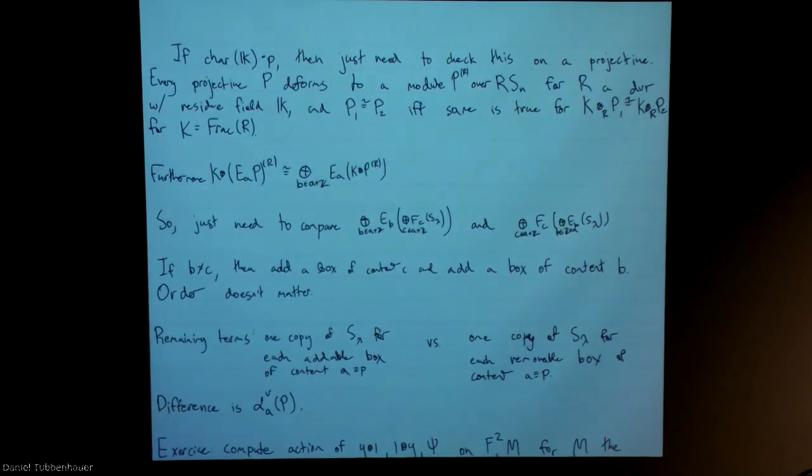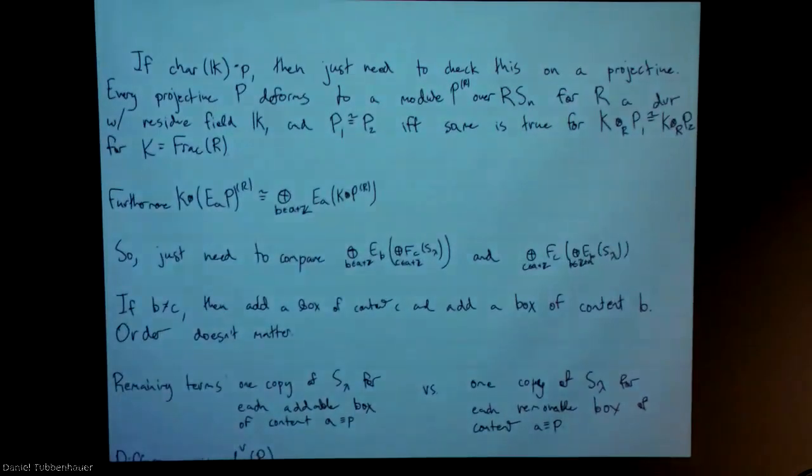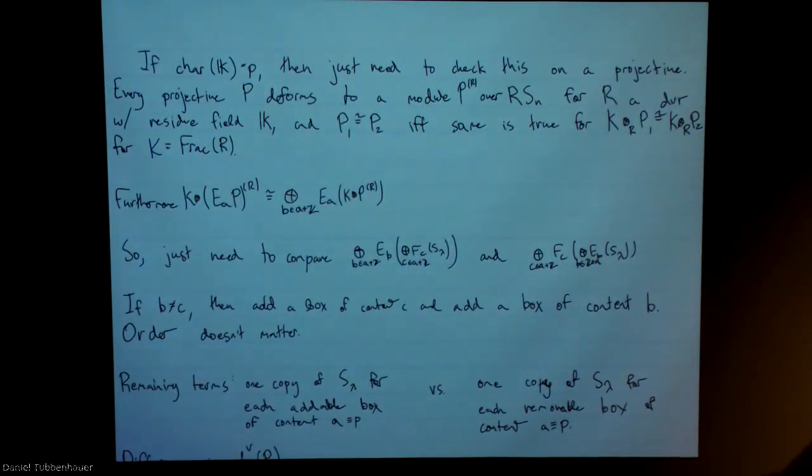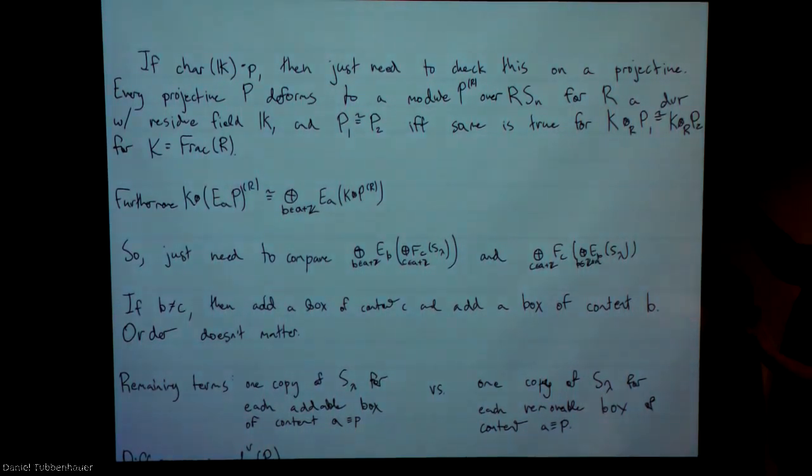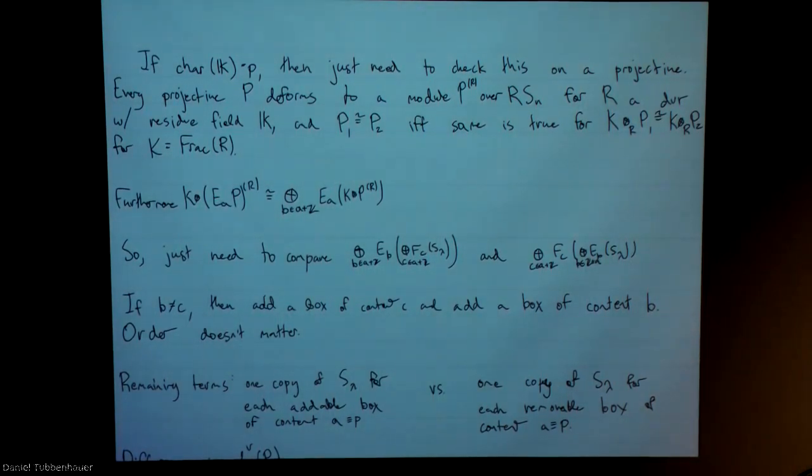Now let's say something about characteristic p. So I'm mostly going to wave my hands here. In characteristic p, we only need to check this on projectives. So if I have projectives, I can write my k as the quotient of a complete DVR, that residue field, and I can deform the projective over that DVR. And to check that the projectives are isomorphic, it's enough to check that it's true after tensoring with the fraction field. If that's true, probably that's right.